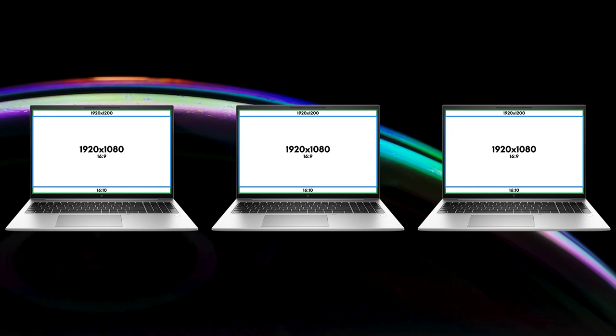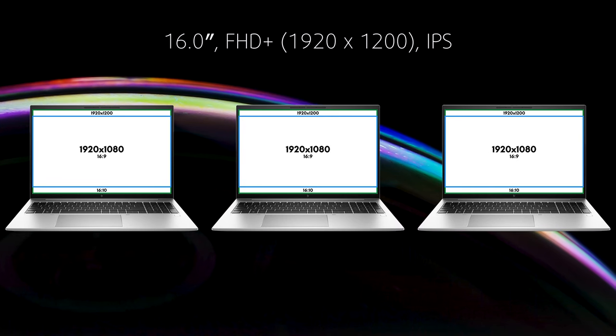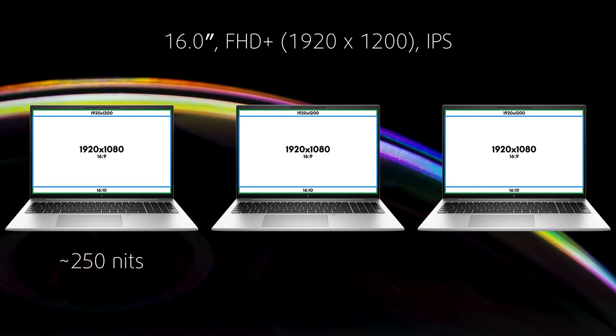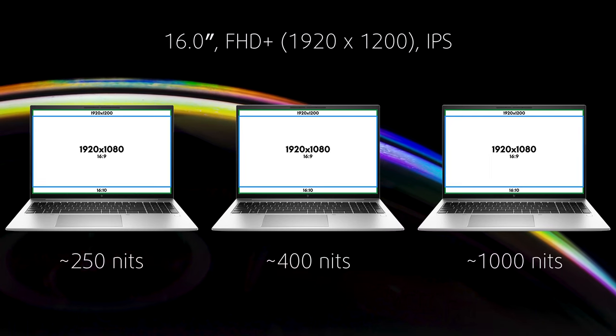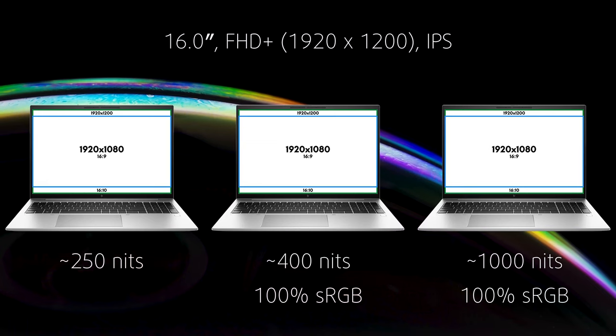There are several FHD Plus IPS panels. The base variant has 250 nits of brightness and doesn't have good color coverage for creator work. If you want that, you should look for either the 400 nit or the 1000 nit display, both of which cover 100% of the sRGB gamut.